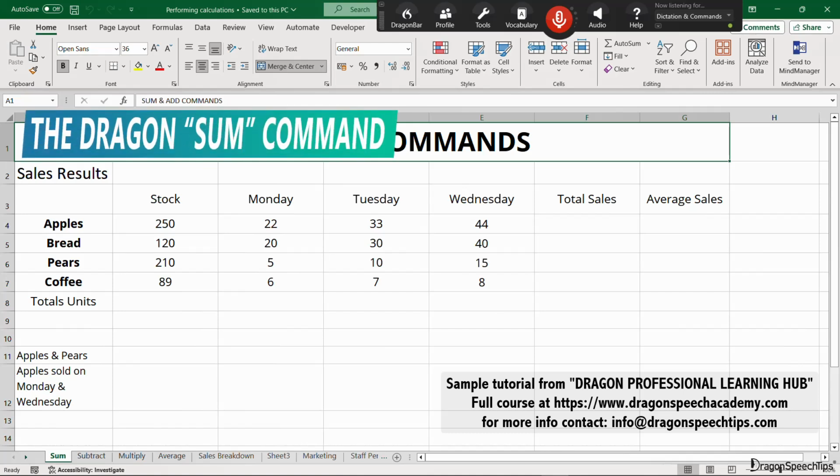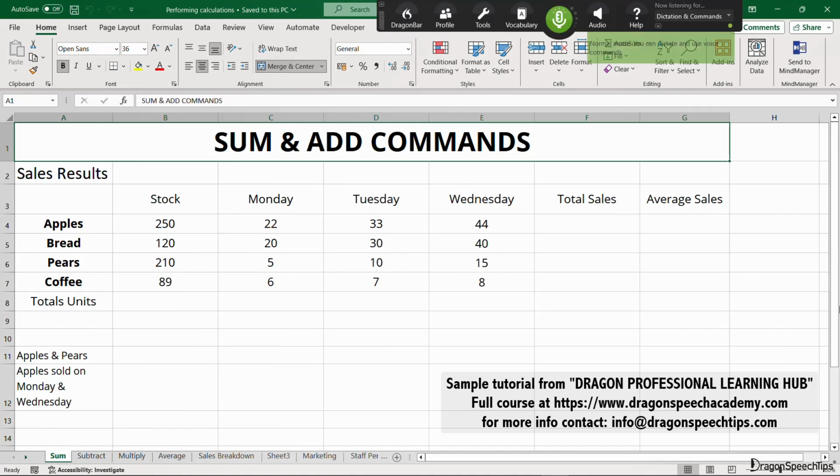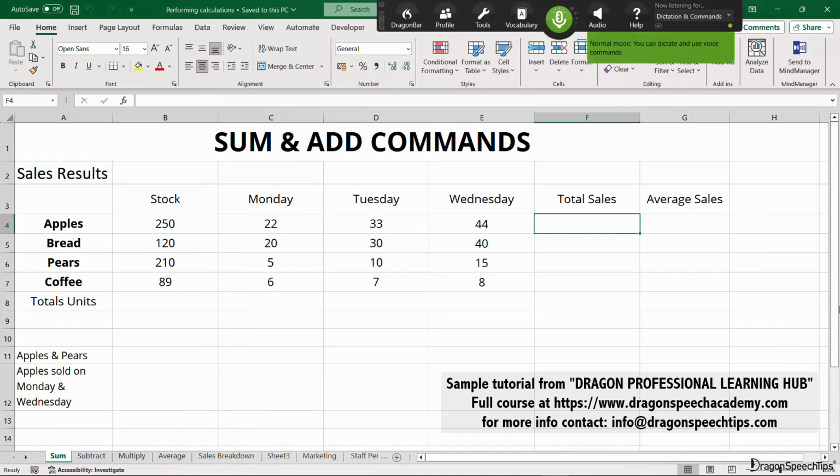Let's first look at the sum command. Go to cell F4. To sum the previous cells and have the result placed in the active cell, we can dictate the following. Sum previous 3 cells in this row. Sum previous 2 cells in this row. Undo that. You'll note that we can use the undo that command to reverse a successfully dictated command.